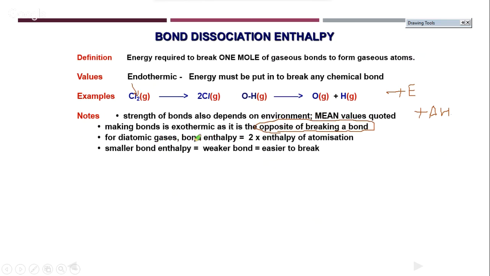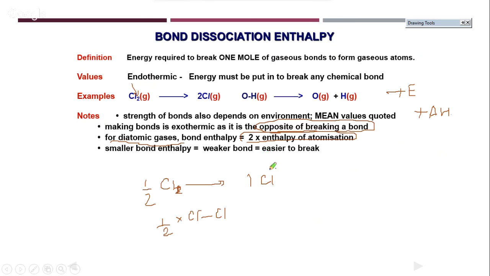For diatomic gases, bond enthalpy is 2 times the enthalpy of atomization. Okay, now this is a very important thing. Now please note, what is enthalpy of atomization? Enthalpy of atomization is to form 1 mole of atom chlorine. Okay, so if I were to form 1 mole of chlorine atoms, I'll have to take half of Cl2, isn't it? So if I'm taking half of Cl2, you'll realize that we are basically talking about half of the Cl-Cl bond enthalpy. So therefore, I've mentioned here that for a diatomic gas, bond enthalpy is equal to twice the enthalpy of atomization.